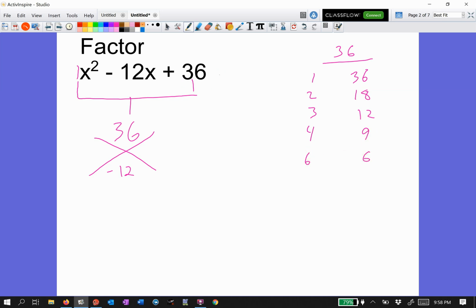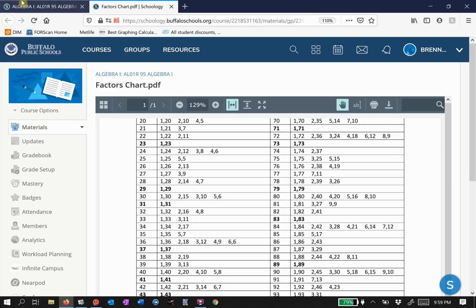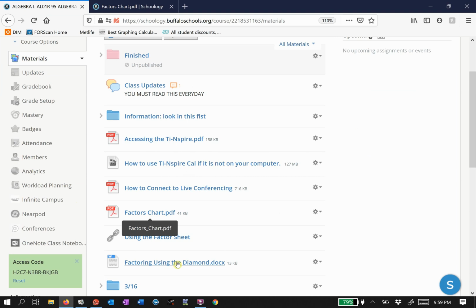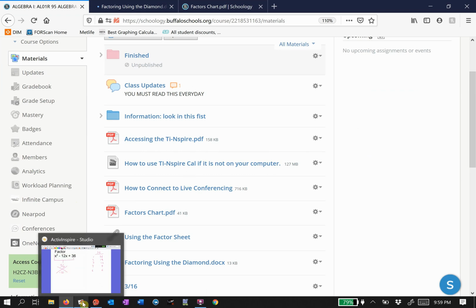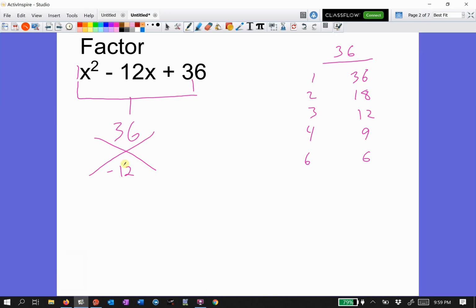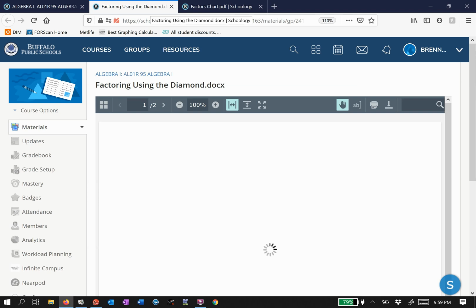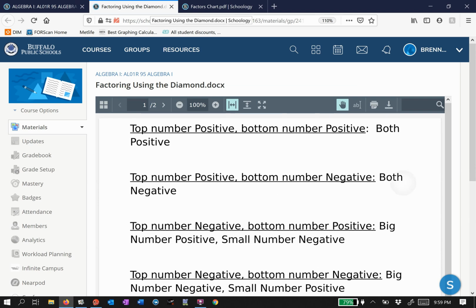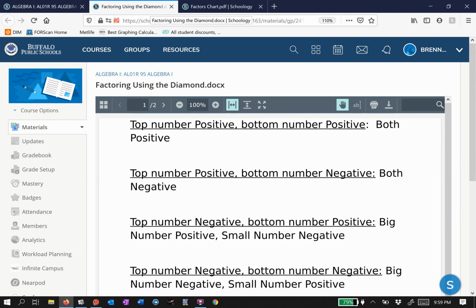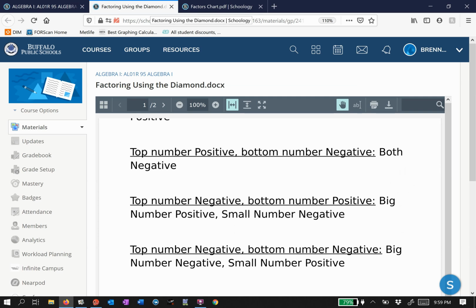Now, we've got a positive on top and a negative on the bottom. When we have that, we come on over here and look at our factoring using diamond. We talked about this earlier. Let's just double check real quick: we're looking for a positive number on top, a negative number on the bottom.